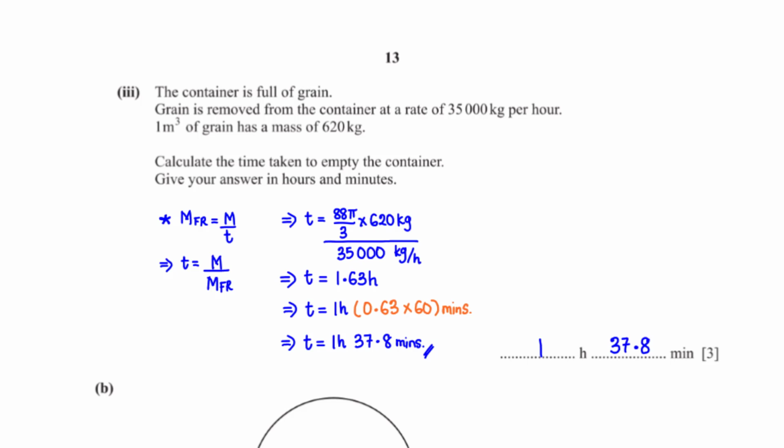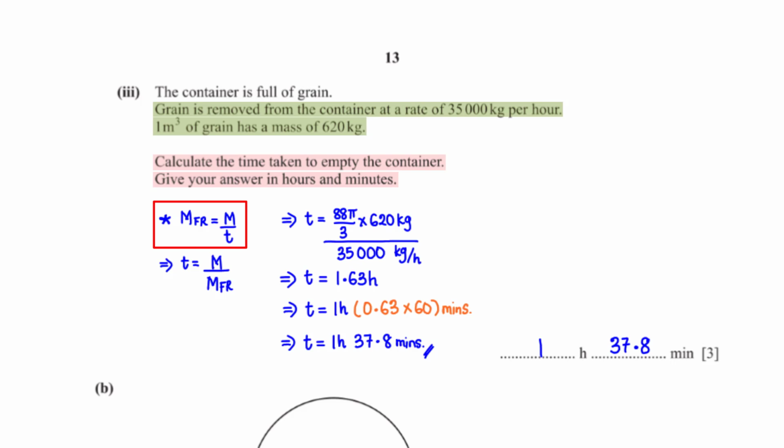The container is full of grain. Grain is removed from the container at a rate of 35,000 kilograms per hour. 1 meter cubed of grain has a mass of 620 kilograms. Calculate the time taken to empty the container. Give your answer in hours and minutes.